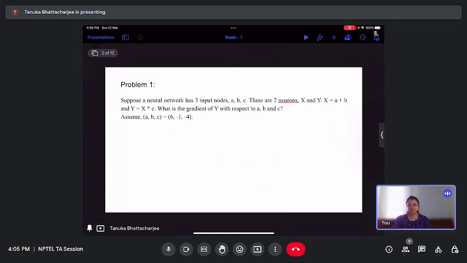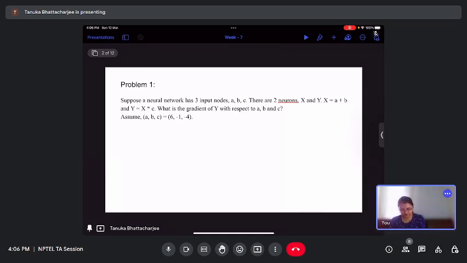This is basically the node based approach for backpropagation. The question says, suppose a neural network has 3 input nodes A, B, C. There are 2 neurons X and Y. X is A plus B and Y is X into C. Then what is the gradient of y with respect to A, B, C?